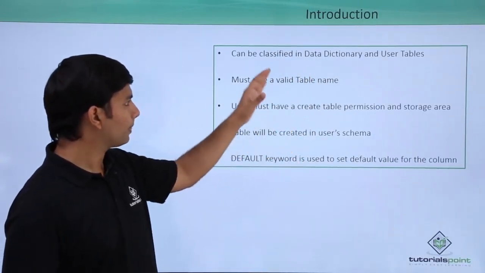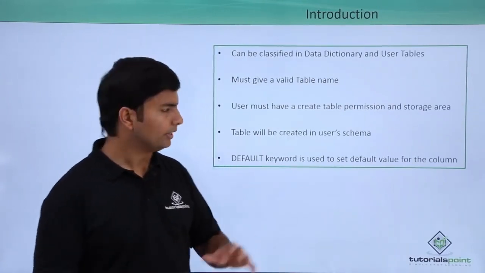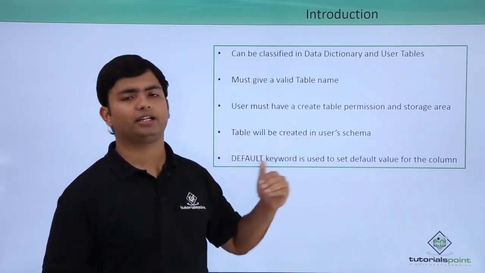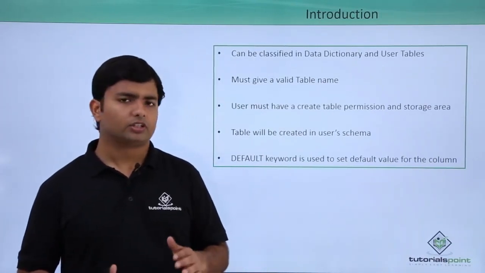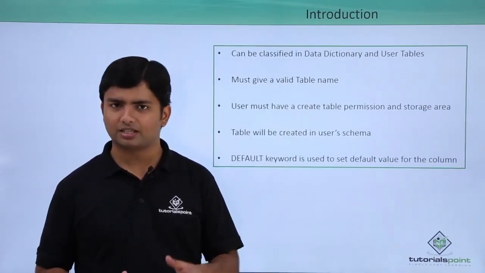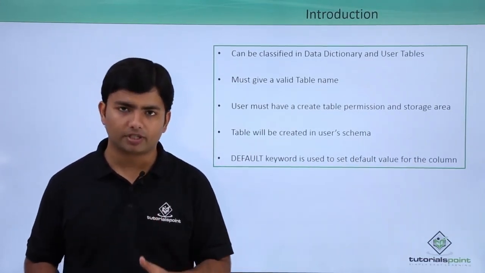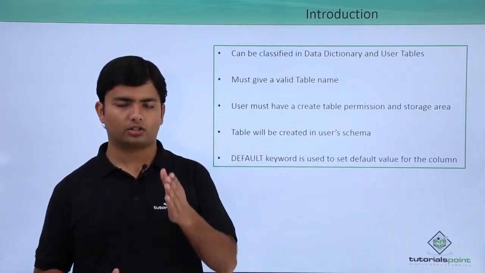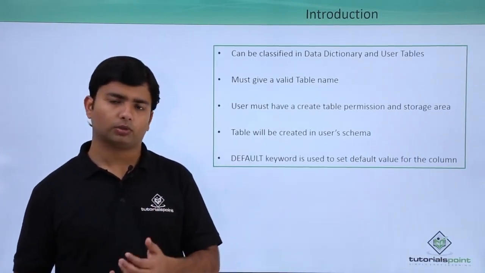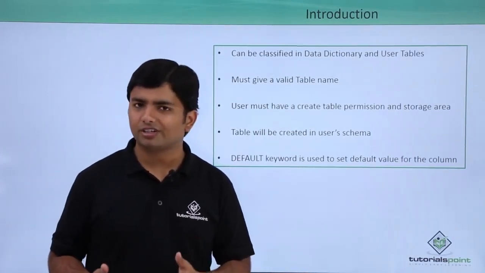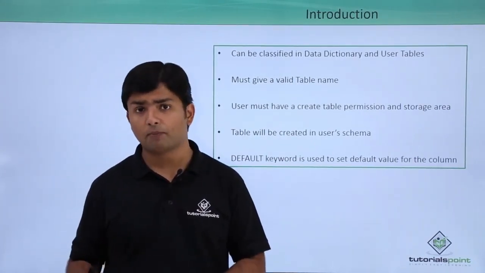While creating a user table, or I should say tables only, you must give a valid table name. When I say valid table name, that means there should not be a space in the table name. The name must begin with an alphabet. No special character or number should be there at the beginning of a table name. Similarly, if there is any keyword in the Oracle database, you should not use that keyword as the name of a table.